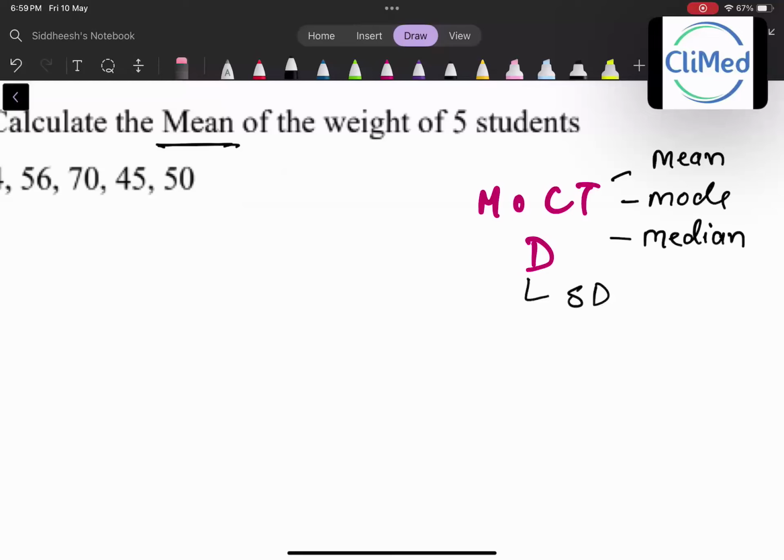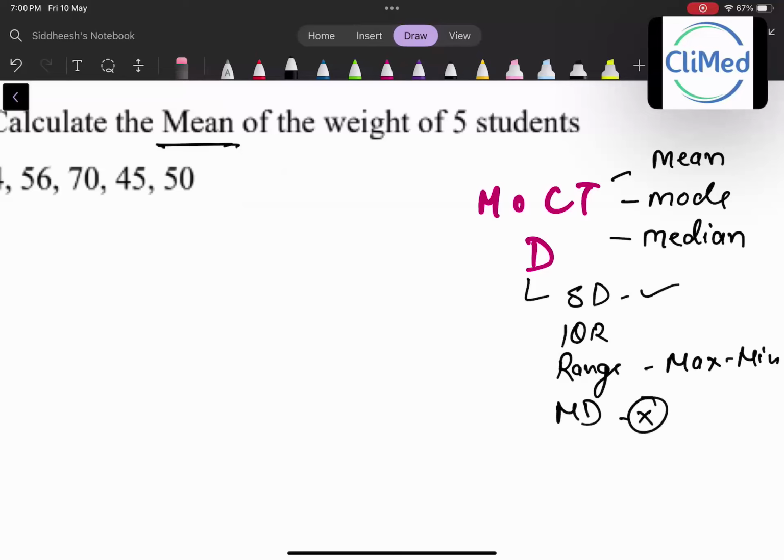Perfect. In dispersion, we have the most commonly used standard deviation. Then we have the interquartile range. Then we have the range. So range is nothing but maximum minus minimum. And we have one more thing, that is your mean deviation. So for research purposes, we usually use standard deviation, but not the mean deviation.